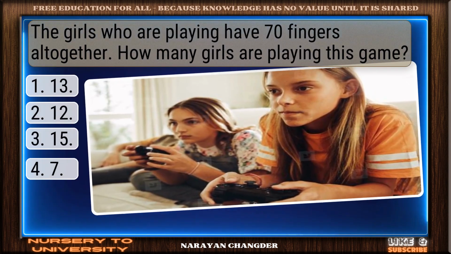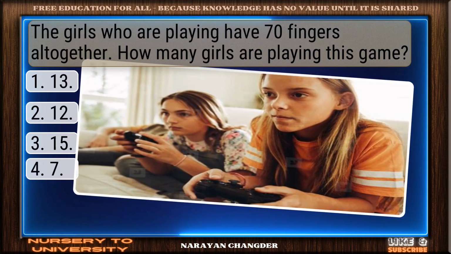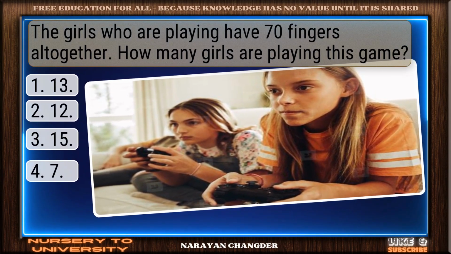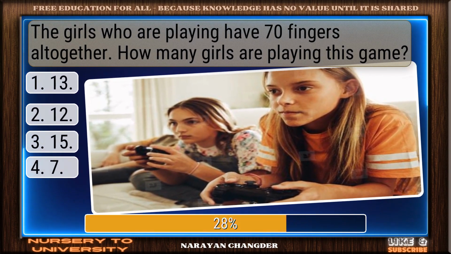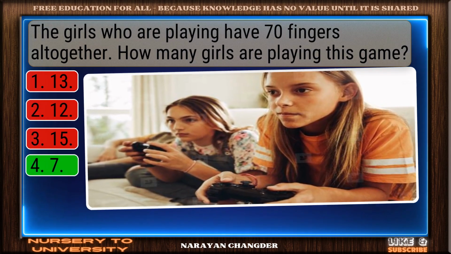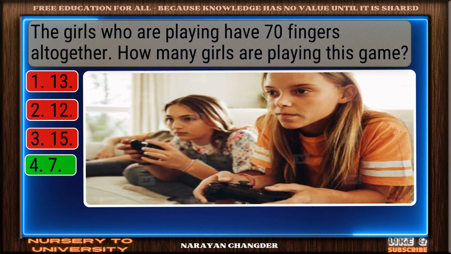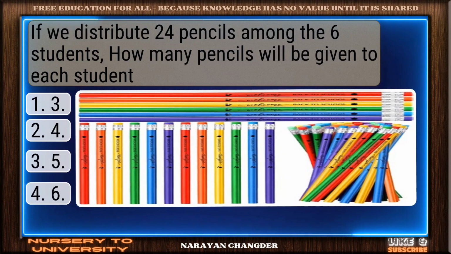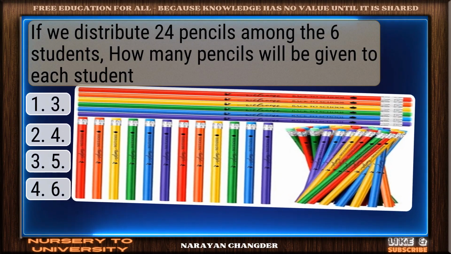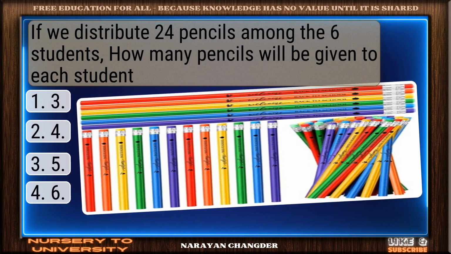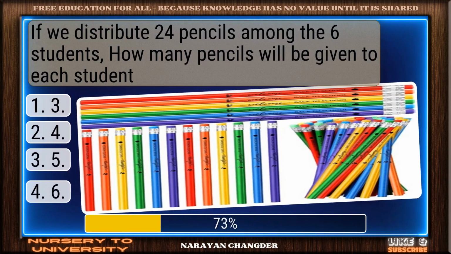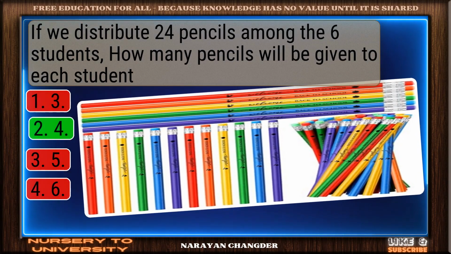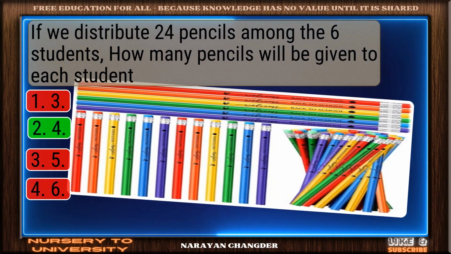The girls who are playing have 70 fingers altogether. How many girls are playing this game? Right again. 7 is a valid answer. If we distribute 24 pencils among the 6 students, how many pencils will be given to each student? Great job. 4 is the accurate answer.